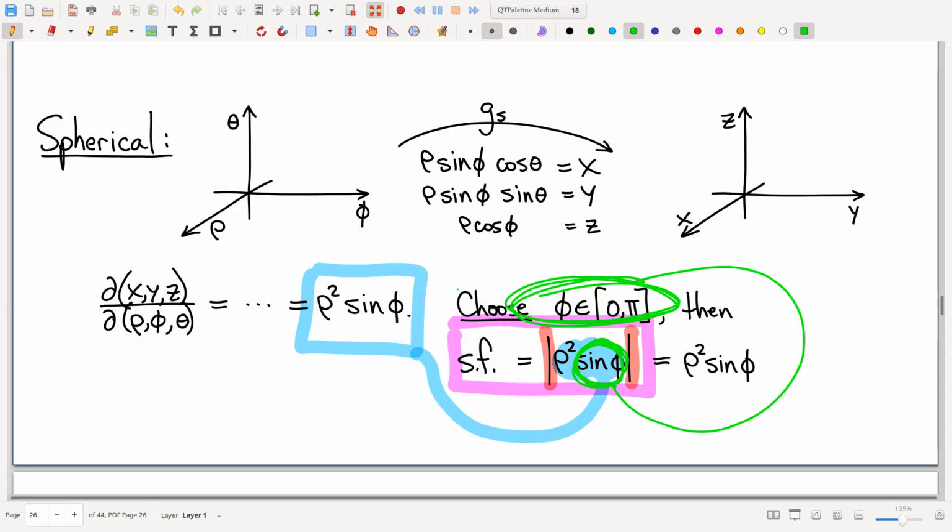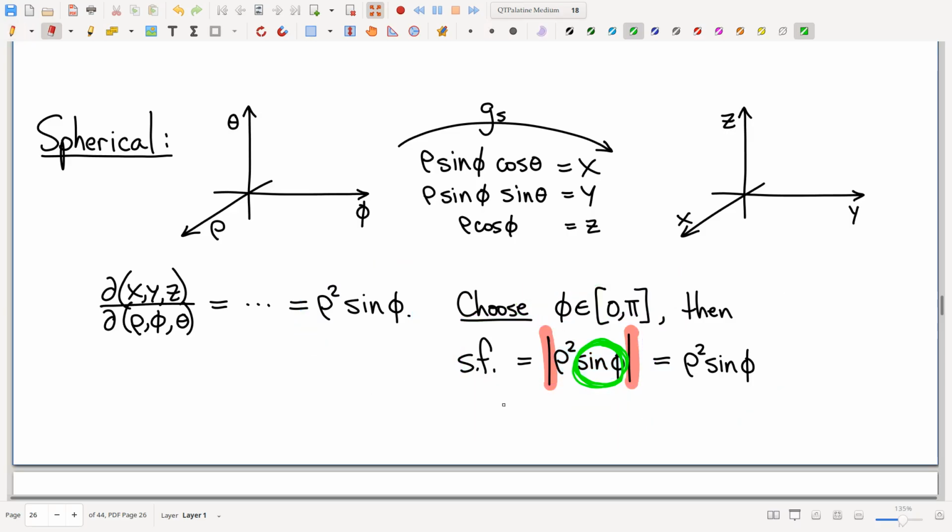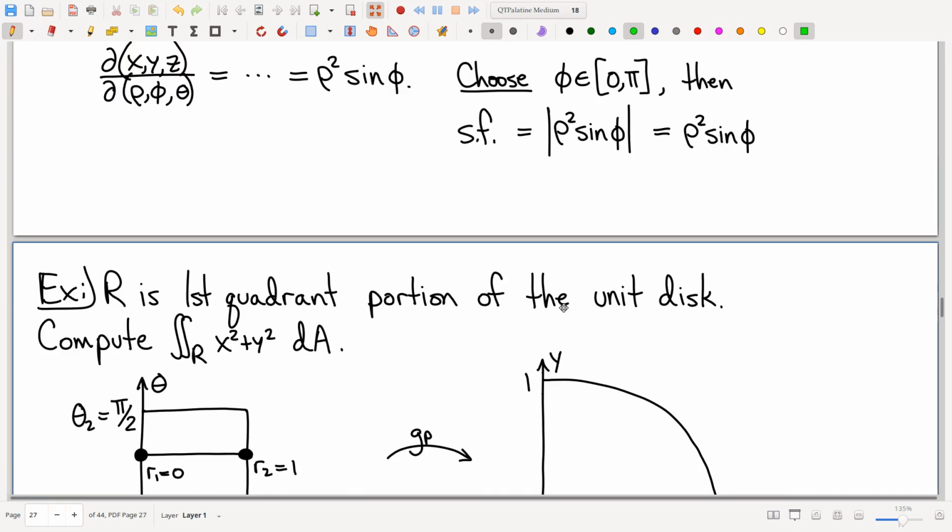Is that cool? All right. Okay, let's do one. I'm going to start with polar.